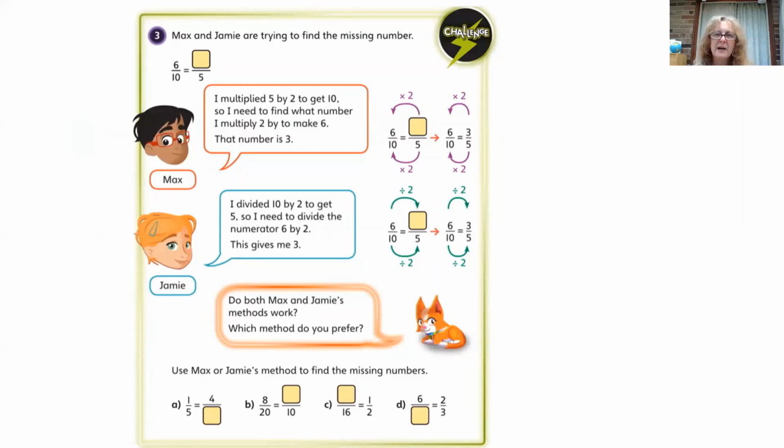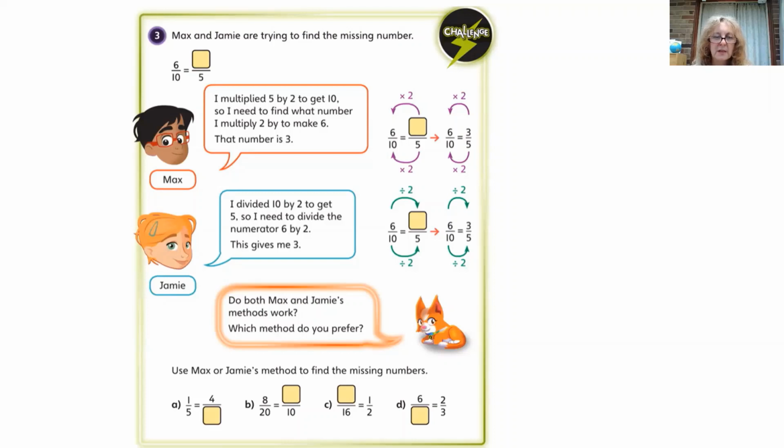Max and Jamie are trying to find the missing number. So he's got 6/10 equals the same as what? 5th. And Max says, I multiplied 5 by 2 to get 10. So I need to find what number I multiplied 2 by to make 6. That number is 3. So is he right? Yeah. Let's have a look what Jamie says. I divide 10 by 2 to get 5. So I need to divide the numerator 6 by 2, which gives me 3. Is he right? Yeah. Do both Max and Jamie's methods work? Which method do you prefer?